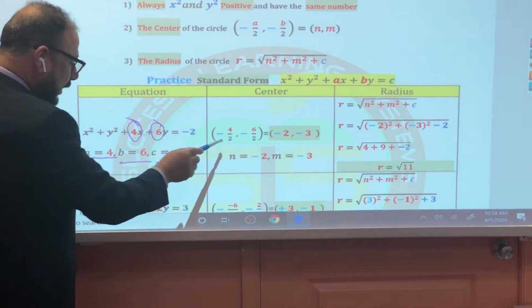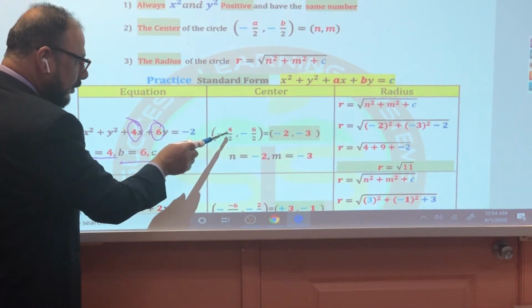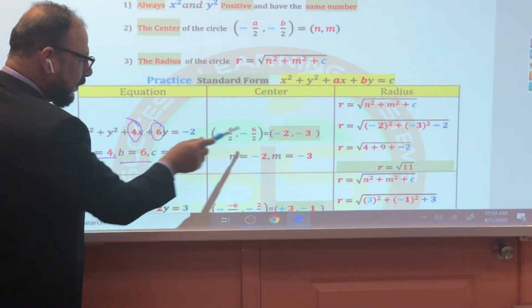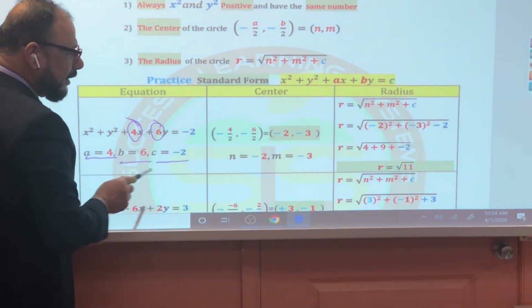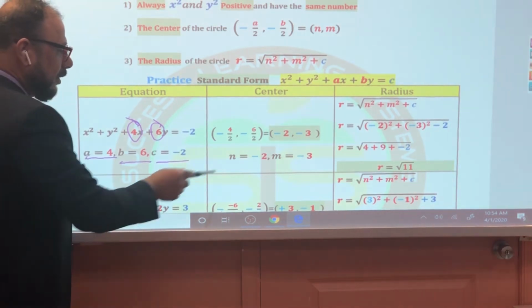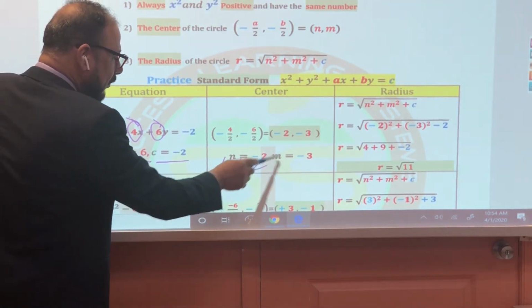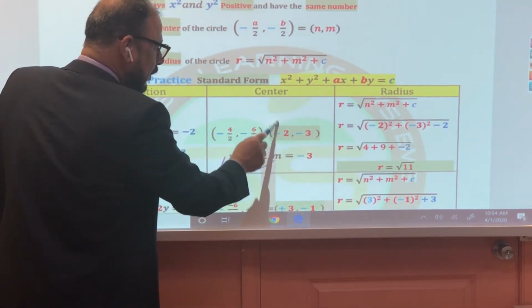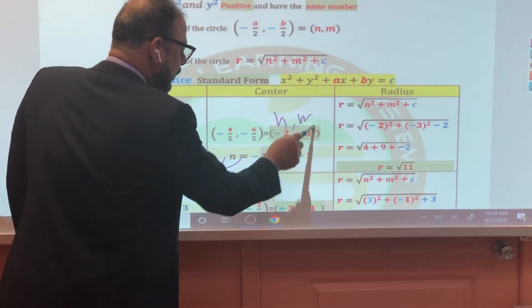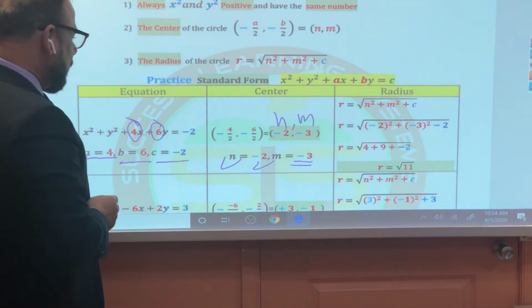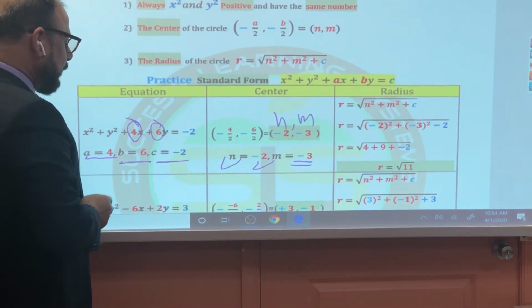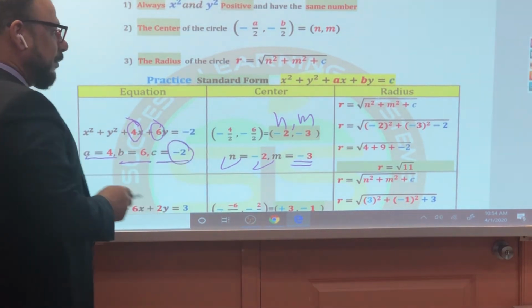Quickly, look what I did. The number 4, you take the opposite. If it's positive, you make it negative. If the 6 is positive, you make it negative. Divide by 2, then negative 2 and negative 3. Then I have n, comma, m, and I have the constant value, which is negative 2.